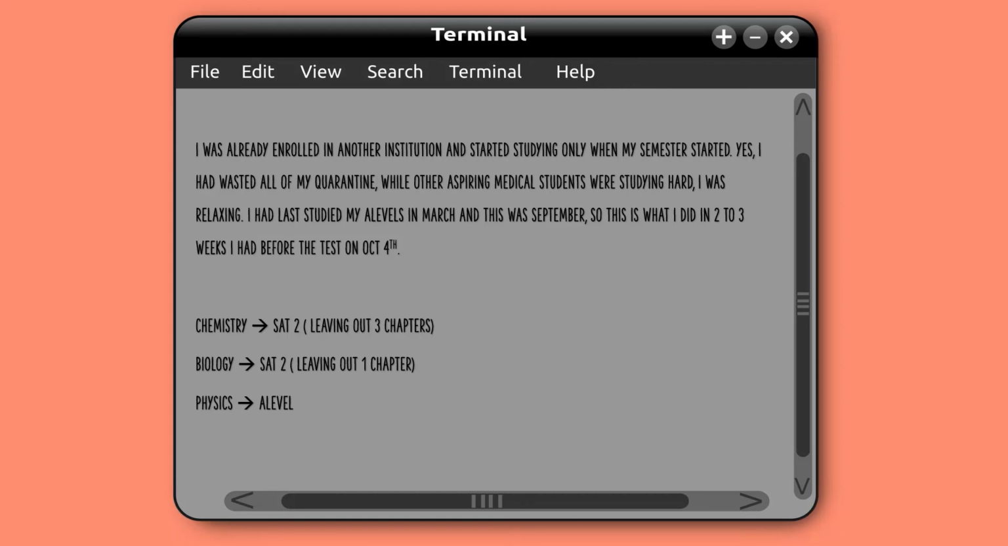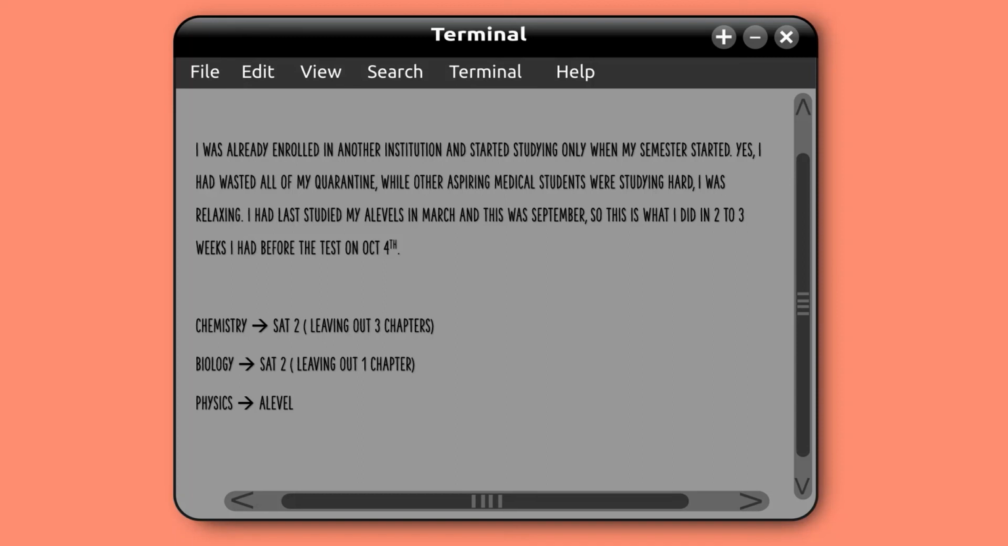I had last studied my A-levels in March, and mind that this was September, so I had only 2 to 3 weeks before the Aga Khan entry test, which was scheduled to take place on October 4th. And alongside, I also had my semester workload, which I had to take good care of and ensure that I was also scoring decent in it.